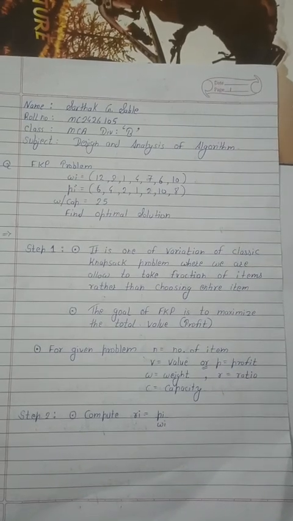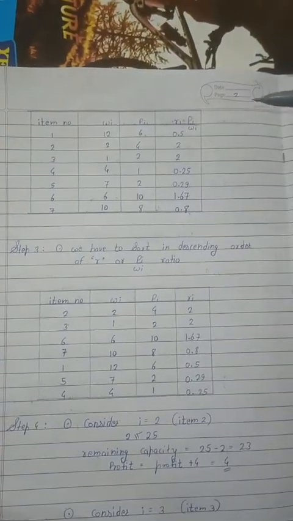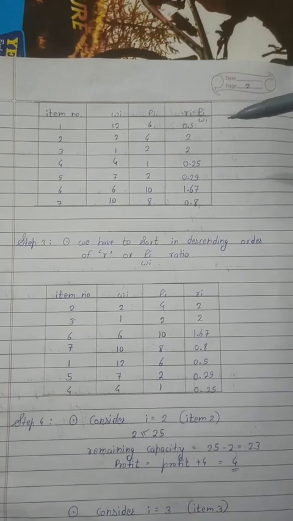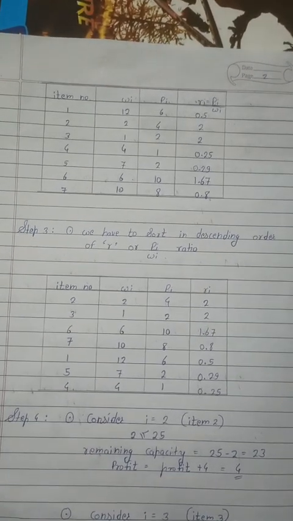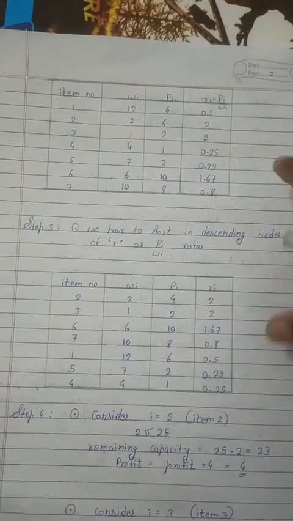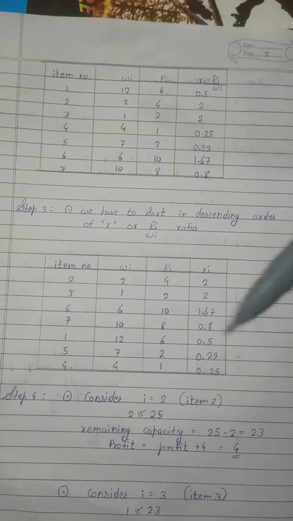In step 2, we compute the ratio. Ratio means profit per weight. Here we calculate the ratio like profit per weight, 6 divided by 12, that is 0.5. In the next step, we sort the ratio in descending order. In step 4, we need to solve with the greedy method to find maximization.